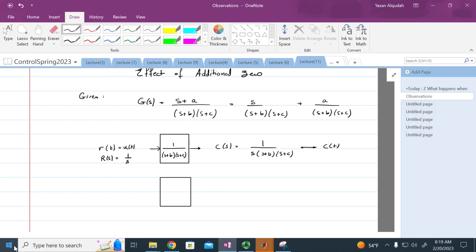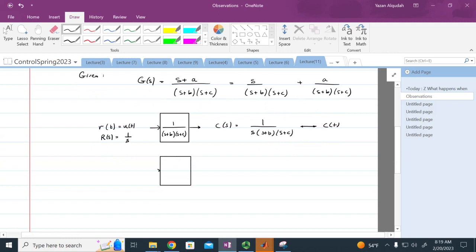What is this? A second order system. We applied a unit step. We got the response 1 over s. We can do partial fraction expansion and get the response, a typical response of a second order system. Now what happens if we came to G of s and we applied the same input, r of t equal to u of t? What is the response going to equal to?